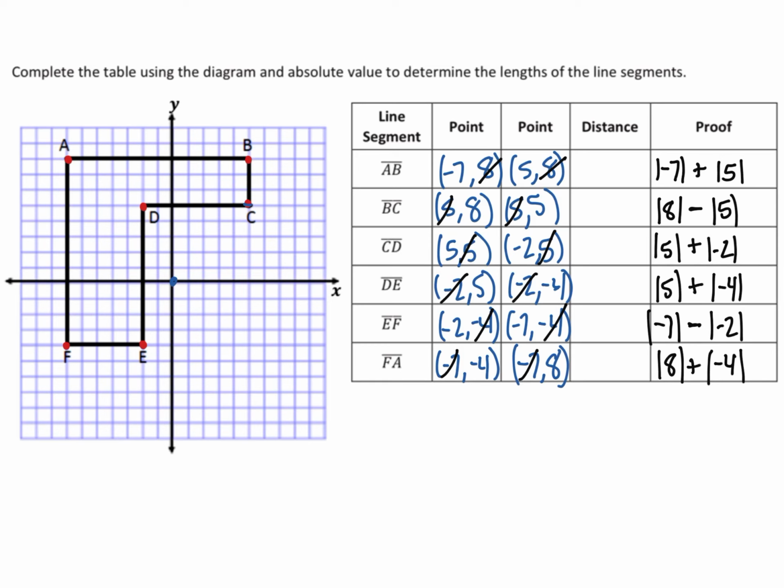7 plus 5 is 12. 8 minus 5 is 3. 5 plus 2 is 7. 5 plus 4, right? The absolute value of negative 4 is a positive 4. So 5 plus 4 is 9. 7 minus 2 is 5. And 8 plus 4 is 12.